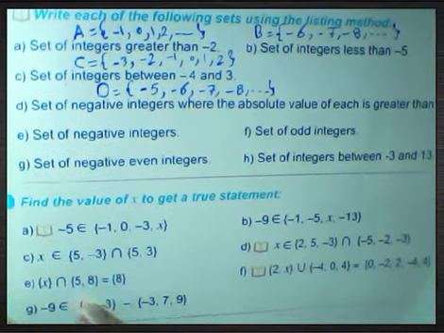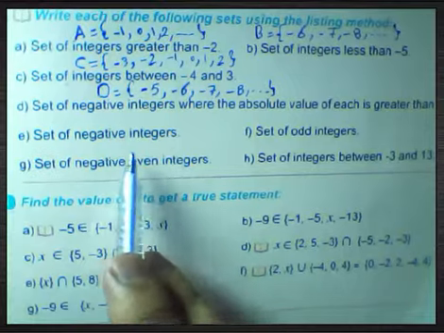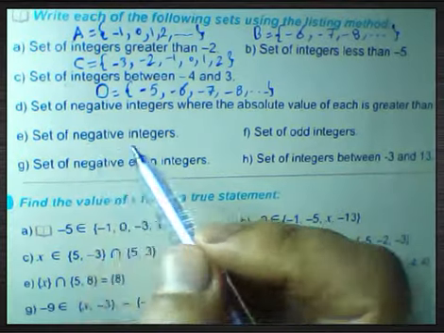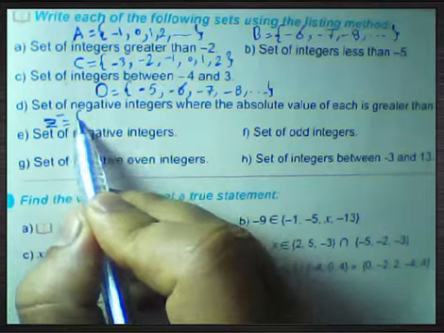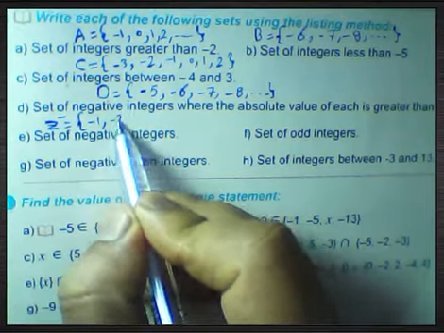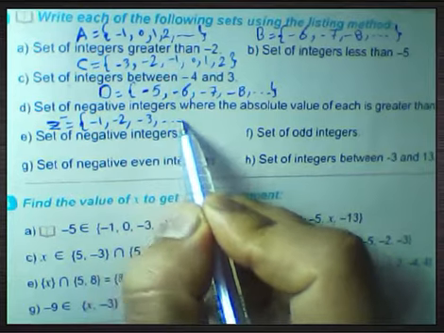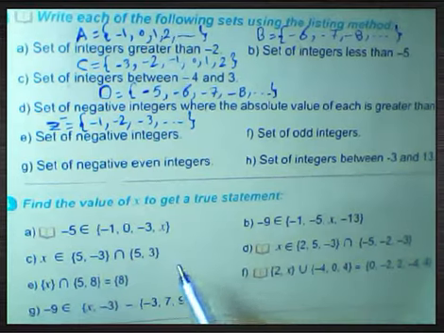Question, letter E. Set of negative integers. Negative integers, we can write Z negative: -1, -2, -3, and so on to negative infinity.